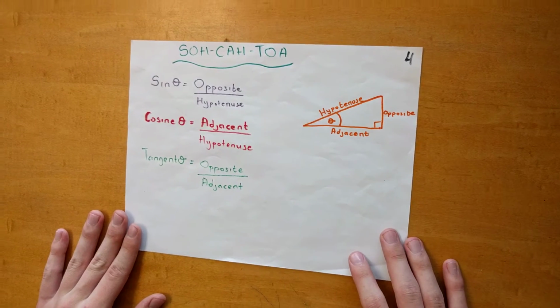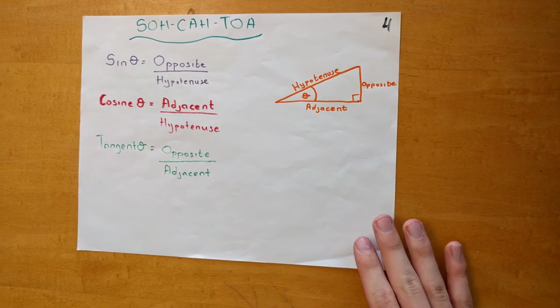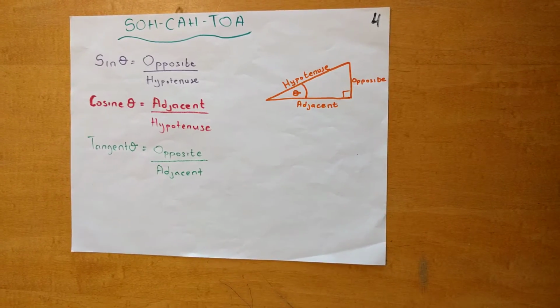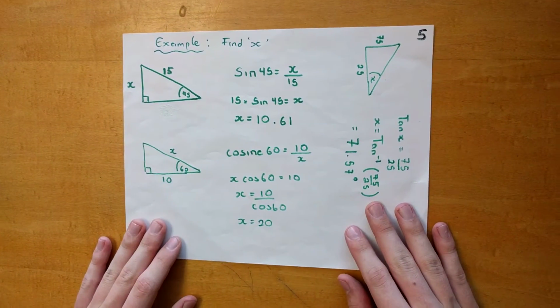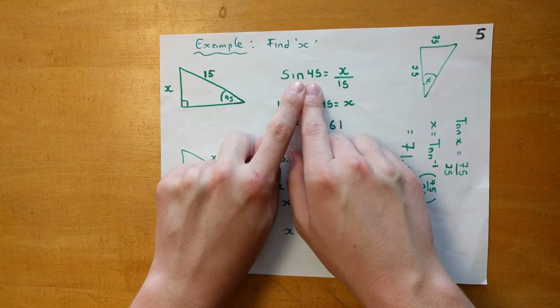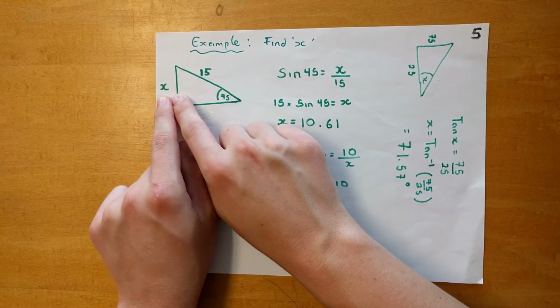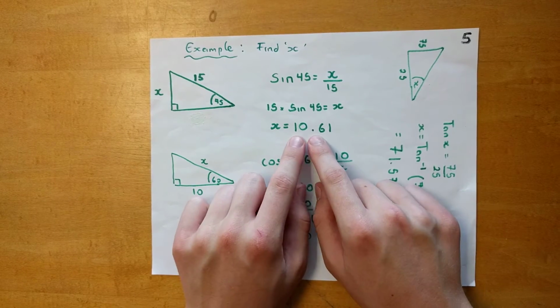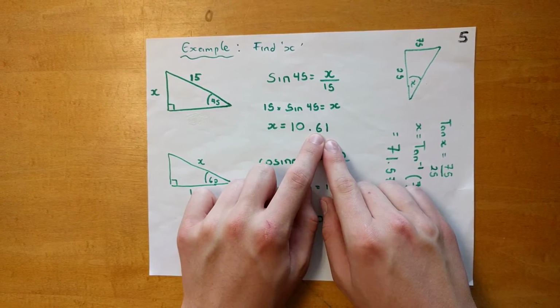And just a recap for SOHCAHTOA: sine equals opposite over hypotenuse, cosine equals adjacent over hypotenuse, and tangent equals opposite over adjacent. For an example of this, to find sine of 45, we're going to go opposite and then hypotenuse, x over 15. And then when you put that in the calculator, it's 10.61.